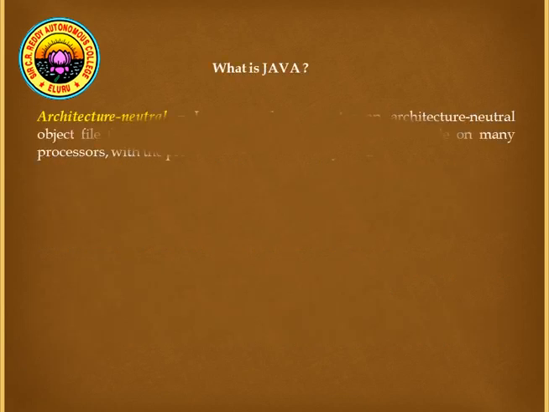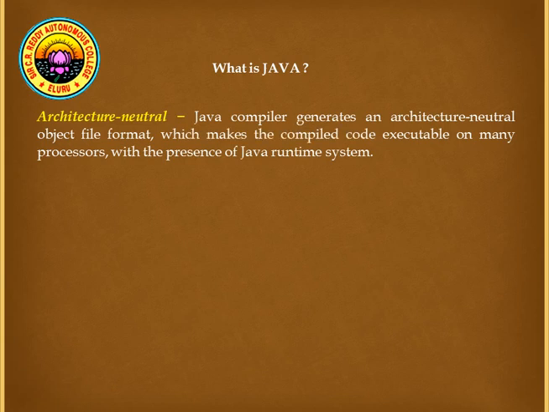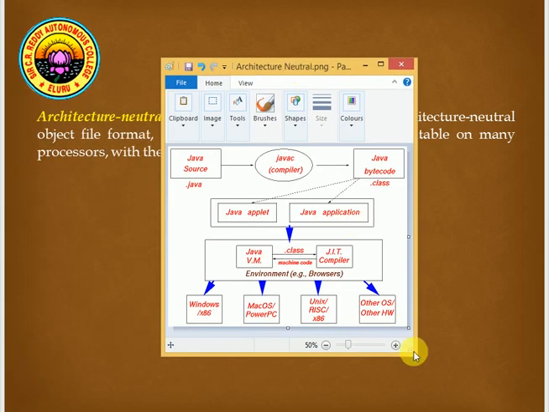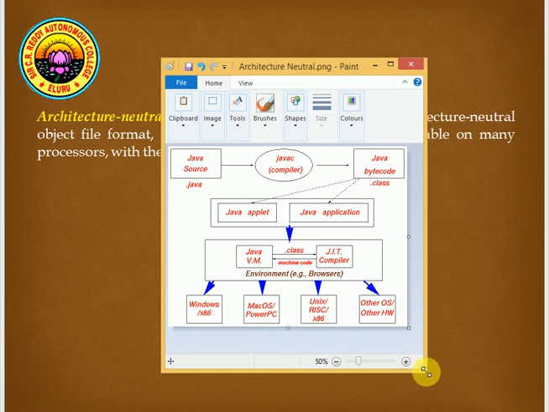Next, architecture neutral. Yes, Java is architecture neutral. What is architecture? The architecture can be represented like this. This is the Java architecture.